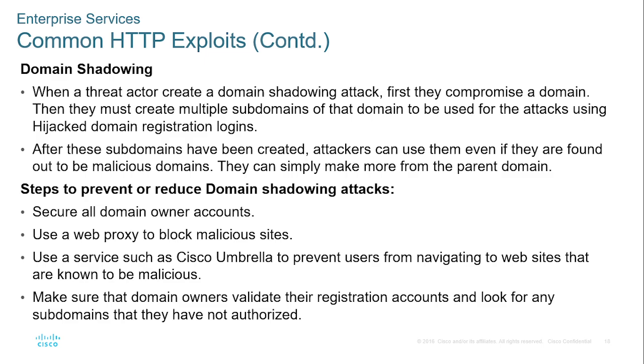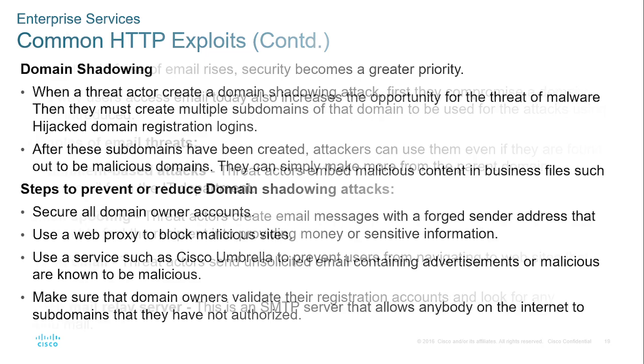Steps to reduce domain shadowing attacks: secure all domain owner accounts, ensure that domain owner accounts are not hacked, because the only way that shadow domains can be created is if the attackers have some of the domain credentials, which will allow them to create subdomains. Use a proxy server, use a service such as Cisco Umbrella, and make sure that domain owners validate their registration accounts over and over.